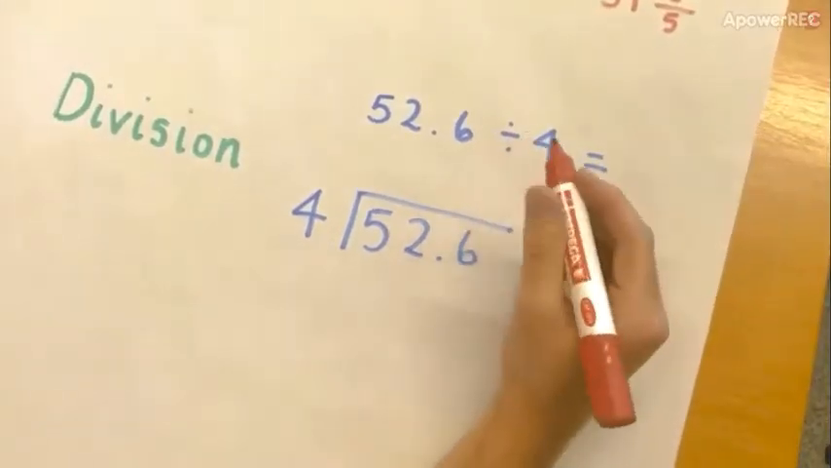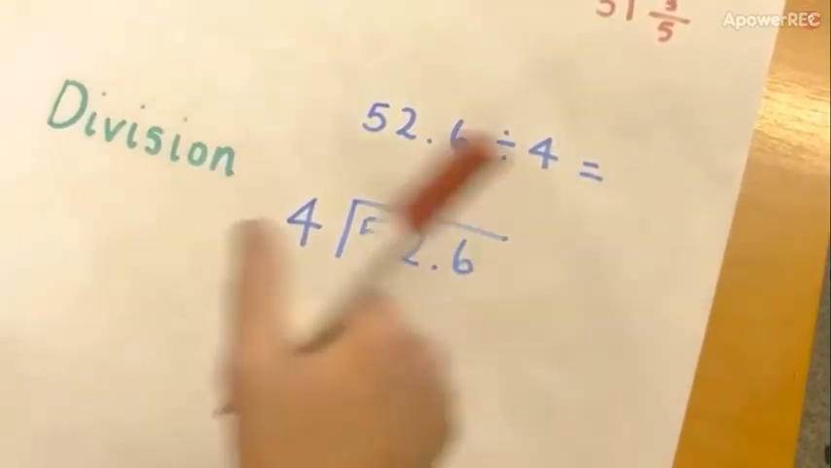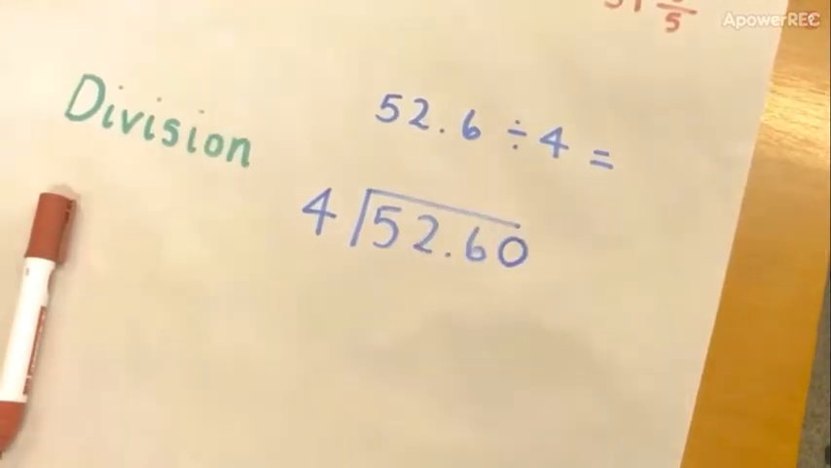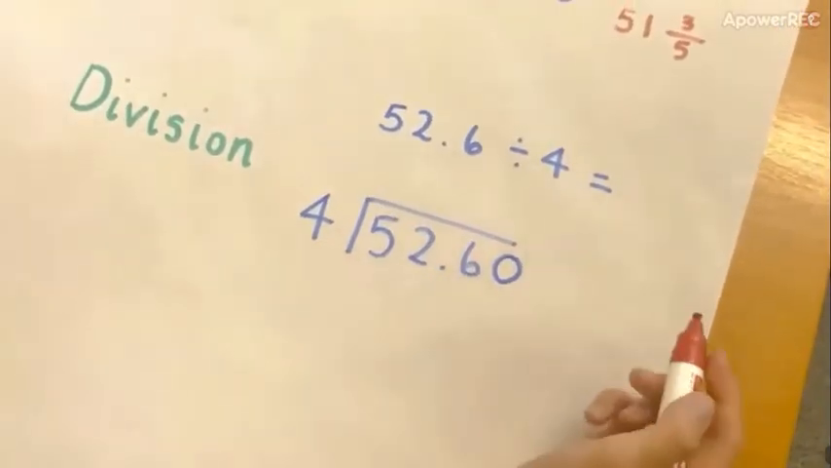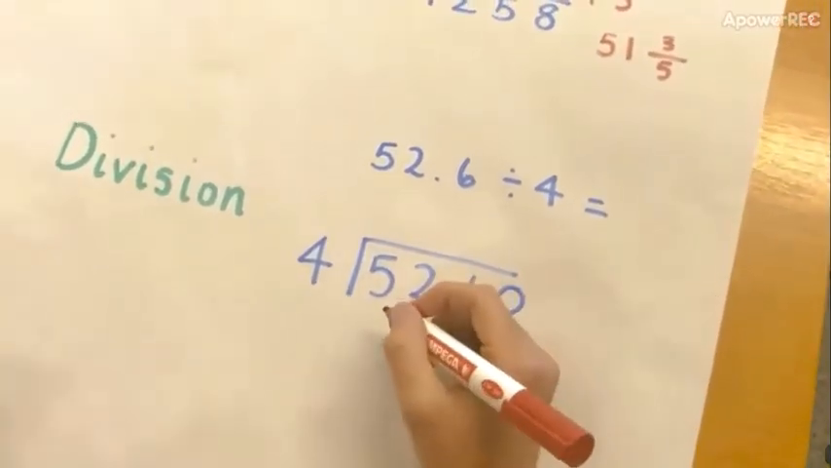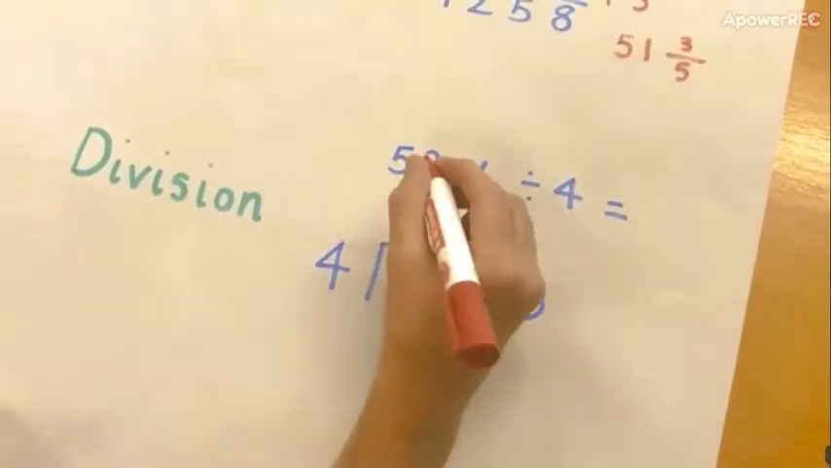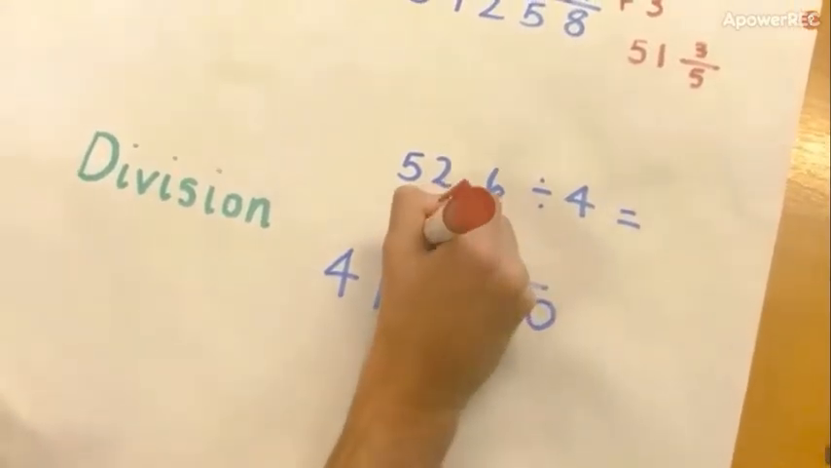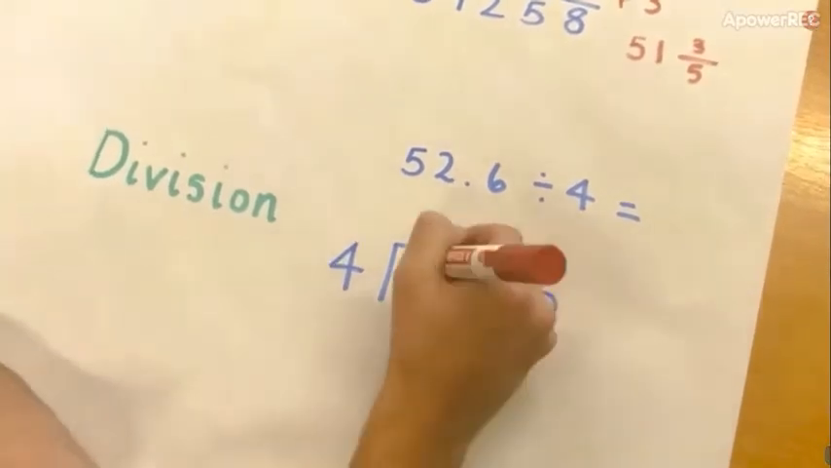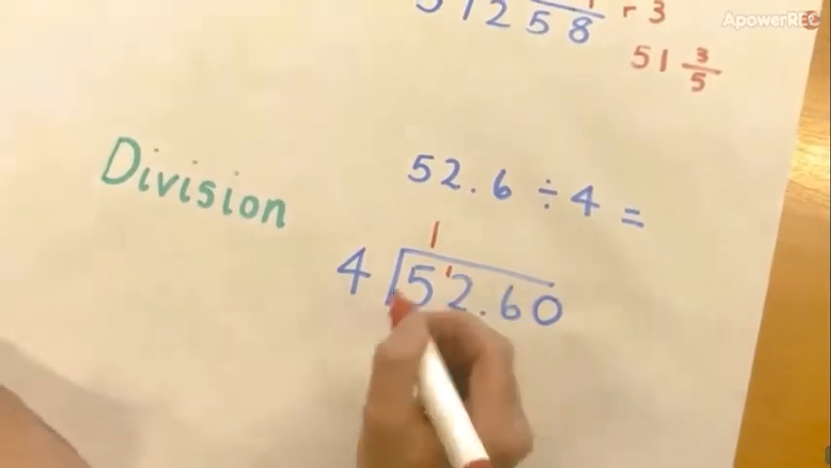So here we've got 52.6 divided by 4. So I'm just going to add a 0 onto here with the decimal, just to make it easier for us later down the line. So the first step we need to do is, how many 4s go into 5? So we know the answer to that is 1. So we pop that up there. But it also leaves us a remainder of 1 as well. So we pop the 1 next to the 2 along. So that is now 12.